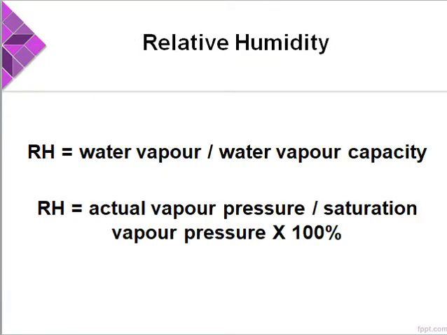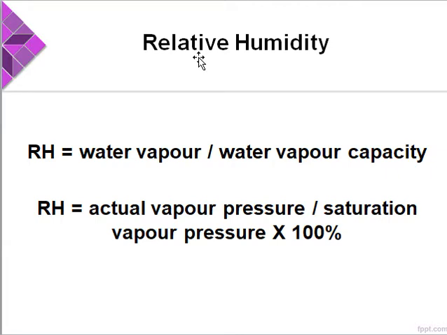Now, while relative humidity is the most common way of describing atmospheric moisture, it is also, unfortunately, the most misunderstood. The concept of relative humidity may at first seem confusing because it does not indicate the actual amount of water vapor in the air, but instead, it tells us how close the air is to being saturated.